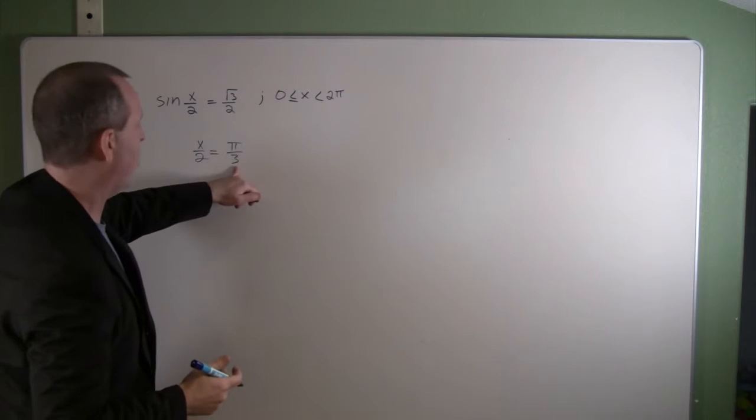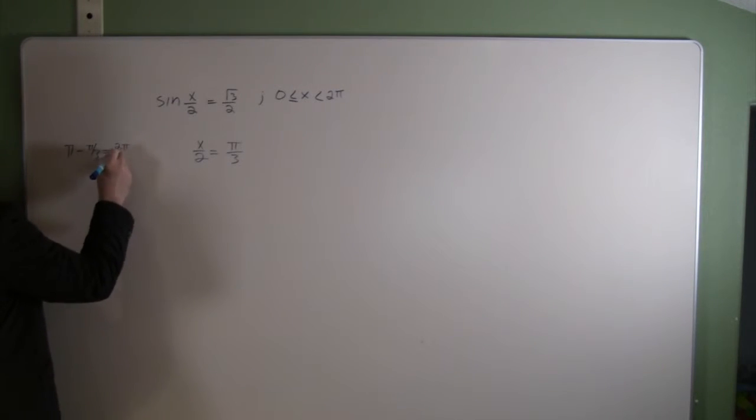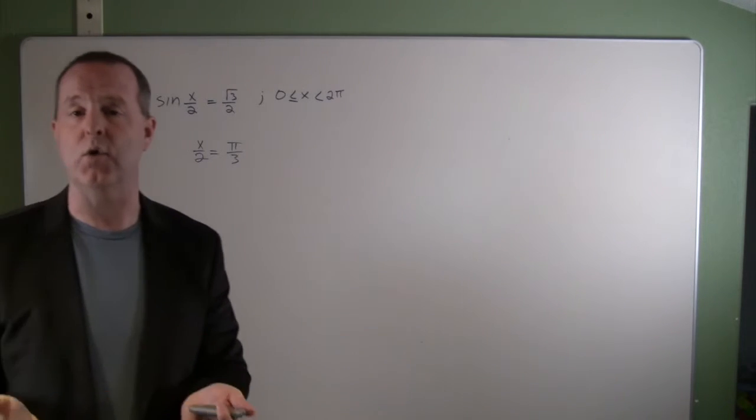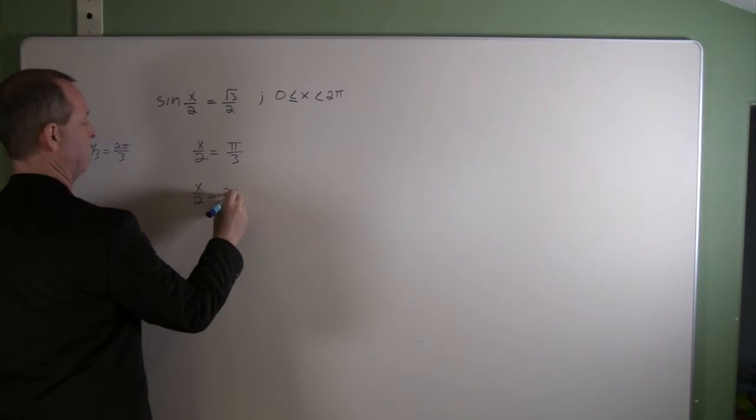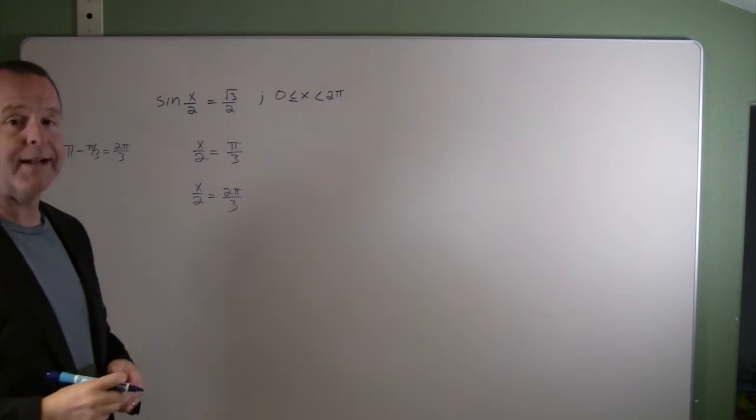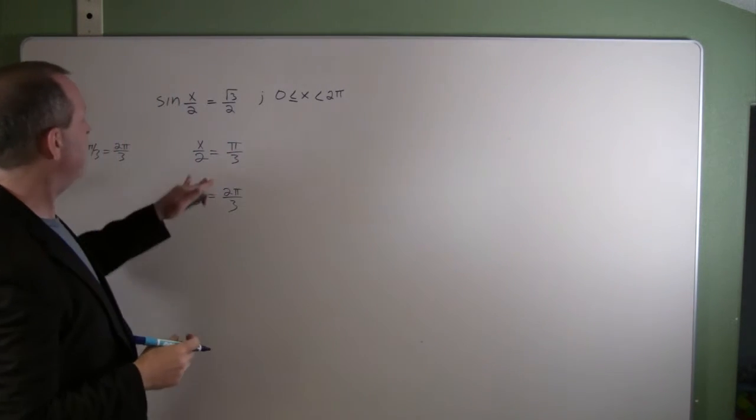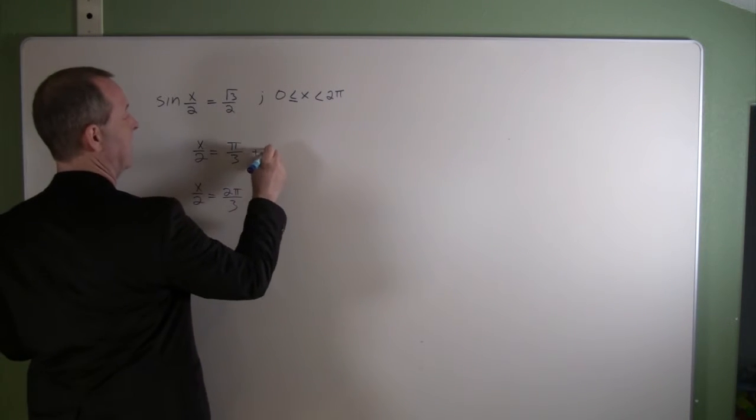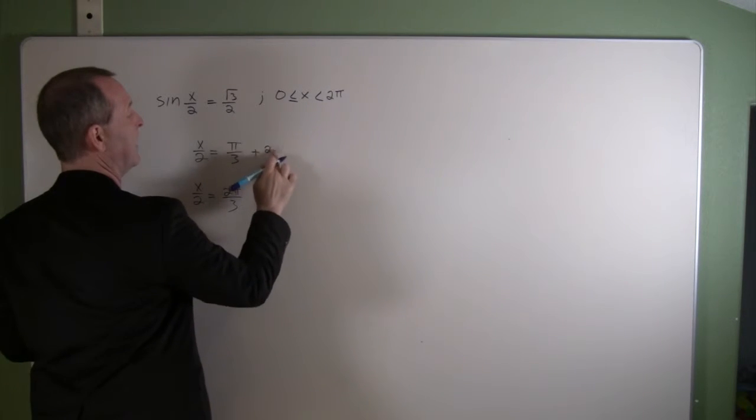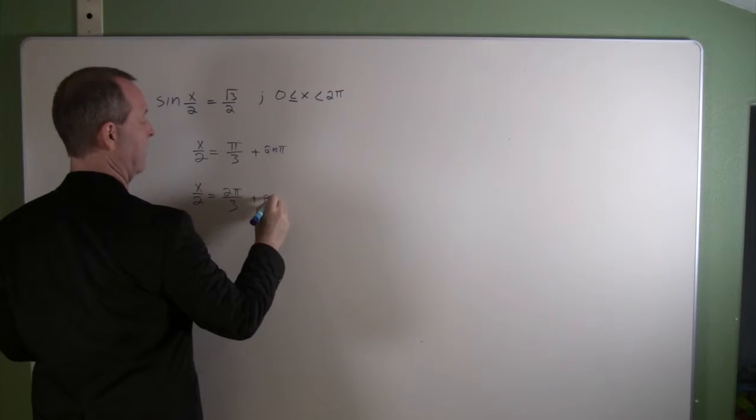So let's take that first quadrant acute angle, take pi minus that acute angle, and that's going to give me the positive sine value in the second quadrant. So those are my two solutions within the period 0 to 2 pi. Every solution beyond that, because there's an infinite amount of solutions, I would add 2 n pi to that.